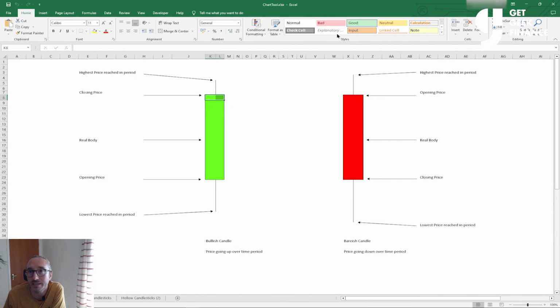Basically, a red candle is the opposite of a green candle. So the opening price is at the top of the red bar and the closing price is at the bottom of the red bar. And the wicks show the highest and lowest points reached in the time frame.